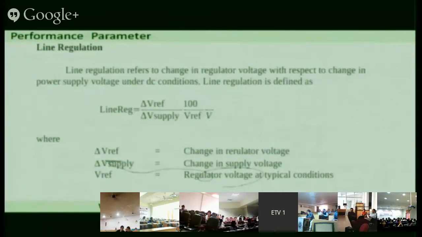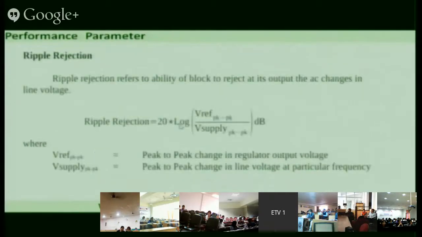If there is a change in the supply voltage, then the output voltage will change. Okay, so this del V supply is the change in supply voltage, del Vref is the change in the output voltage. So you divide these two, divided by Vref into 100. This is expressed as a percentage. Wherever we are multiplying by 100, it is expressed as a percentage.